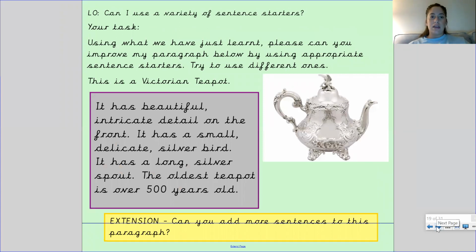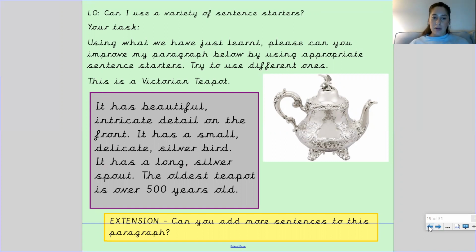So your task is, using what we have just learned and using the word mat, please can you improve my paragraph below by using appropriate sentence starters. It's up to you which one you choose, but please make sure that each of your sentences starts in a different way. This is about a Victorian teapot. So the paragraph is: It has beautiful, intricate detail on the front. It has a small, delicate silver bird. It has a long silver spout. The oldest teapot is over 500 years old.